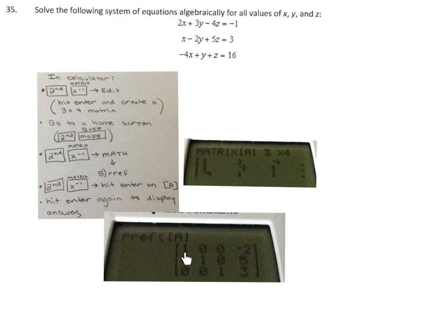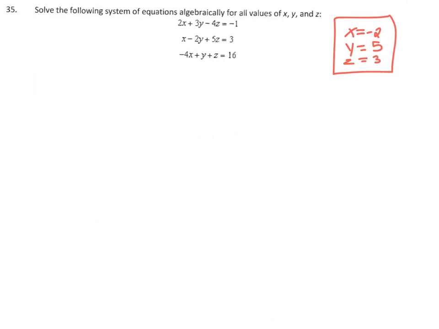So this last column gives us our answers. It tells us that 1x is equal to -2, 1y is equal to 5, and 1z is equal to 3. So let's just make an answer box that says that. As we do the problem, we know that these are the answers we should be getting: -2, 5, and 3. Okay, so now it's time to start doing it algebraically.